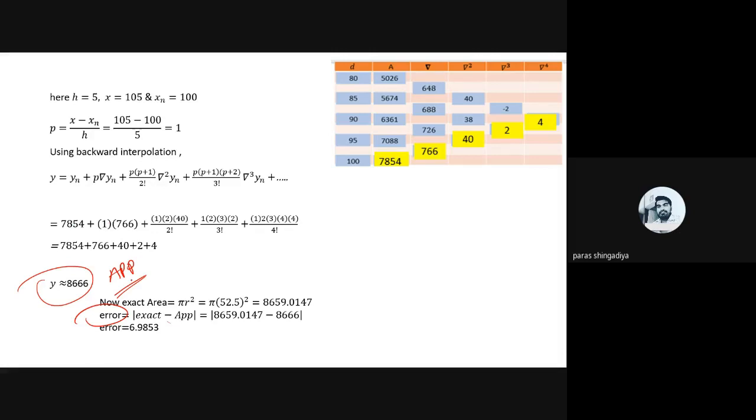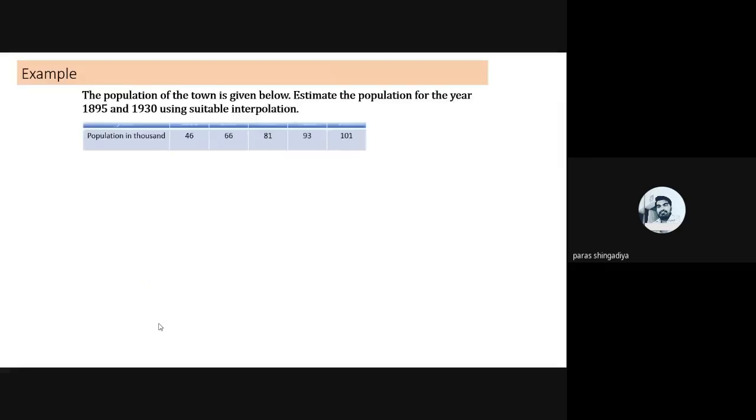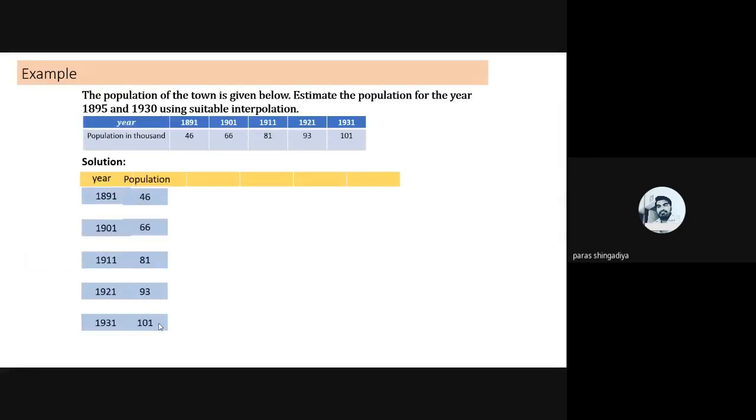That is the approximate answer, because we cannot find any exact answer in numerical analysis methods. The exact answer comes from the standard formula for the area of a circle, pi r square, and we can find the exact answer for any radius. Here we get the error equal to 6.9853. That error lies in this approximate answer. A simple formula is there: error is equal to the modulus of exact answer minus approximate answer.